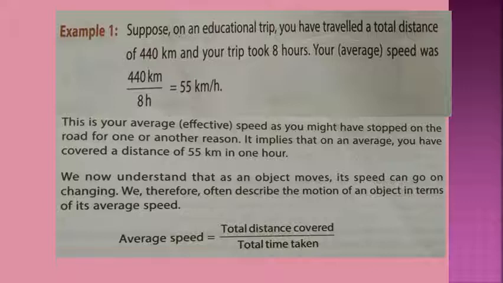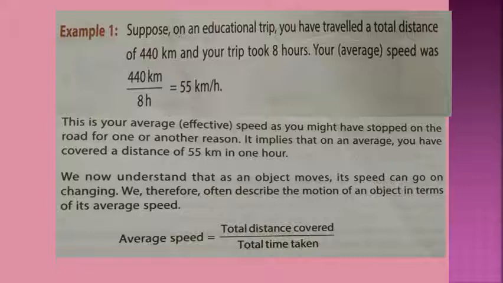This is your average effective speed, as you might have stopped on the road for one reason or another. So whether our journey is continuous or we stop somewhere in the middle, it doesn't make any difference. In total 8 hours we covered the distance of 440 km. So we calculate the average speed, meaning total distance covered divided by total time taken to cover that particular journey. So it implies that on average you have covered a distance of 55 km in 1 hour.